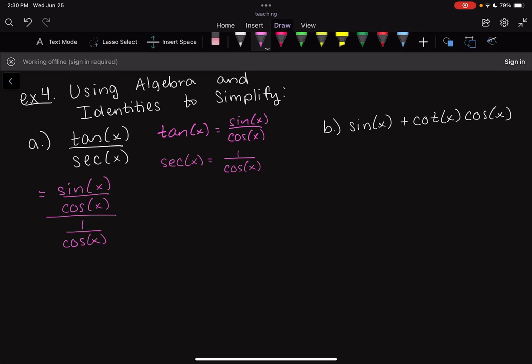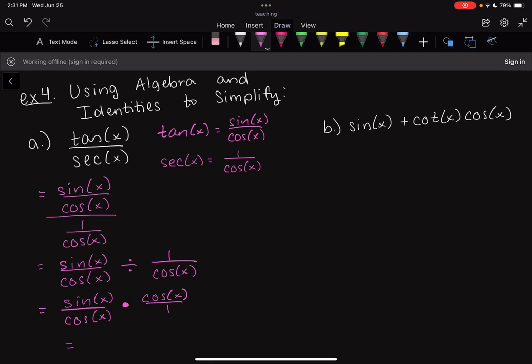I want to remind you that dividing is like multiplying by the reciprocal. So let me rewrite this as sine x over cosine x divided by 1 over cosine x. You may remember it as keep, change, flip or something like that. But it's saying instead of dividing, let's change it to a multiplication and then flip the second fraction. So this would become cosine over 1.